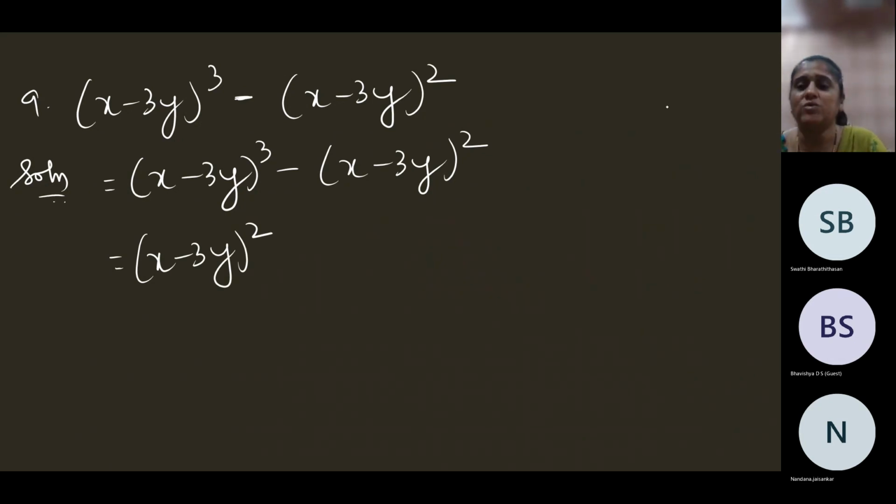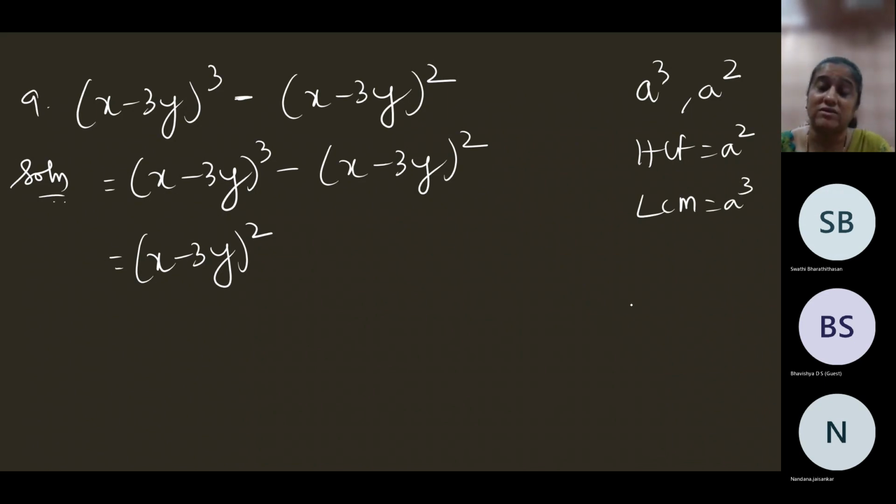The least power. Now, if you have a cubed and a square, the HCF is a square and the LCM is a cubed. Least power is the HCF. So here the base is x minus 3y, and the powers are 3 and 2. Least power 2, that's common. Then x minus 3y the whole square into what will give you x minus 3y the whole cubed?